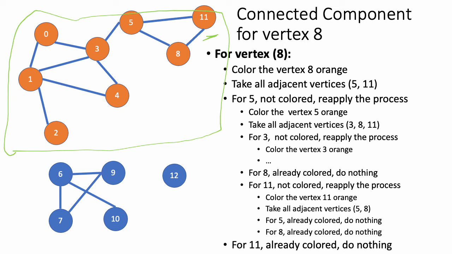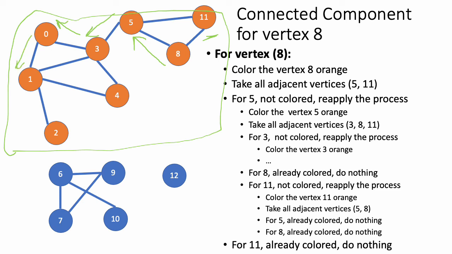Now, the same result will be obtained if I start with any other vertex from this connected component, 0, 1, 2, 3, 4, 5, 11, all of them will bring the same result, but the process will be different because I will go in another direction. Now, why this is named depth first is because if we look at what I did, I will start with 8, go to 5. Then from 5, I will go to 3. From 3, I will go to 0. From 0, I will go to 1.